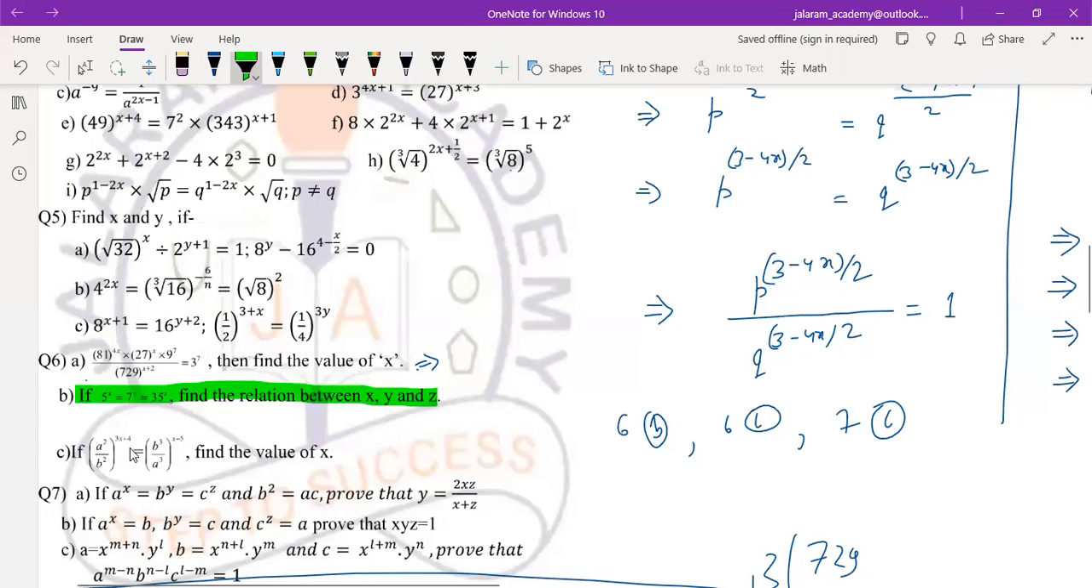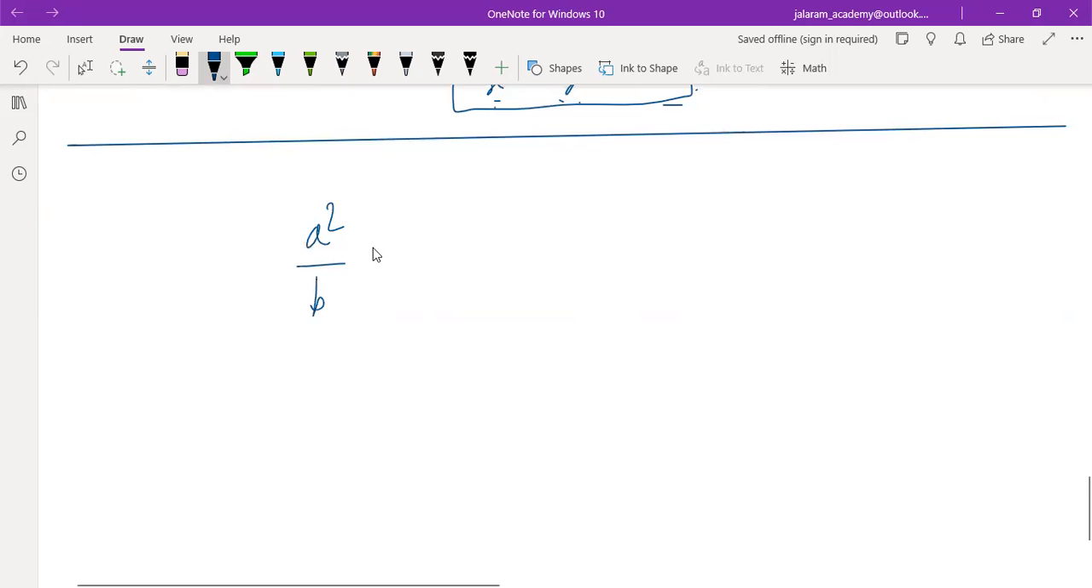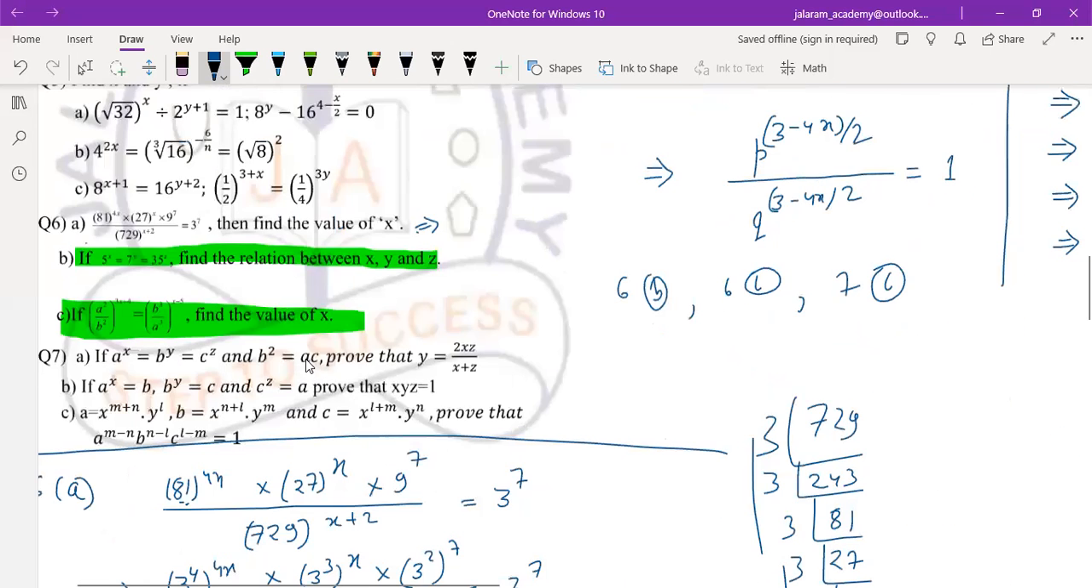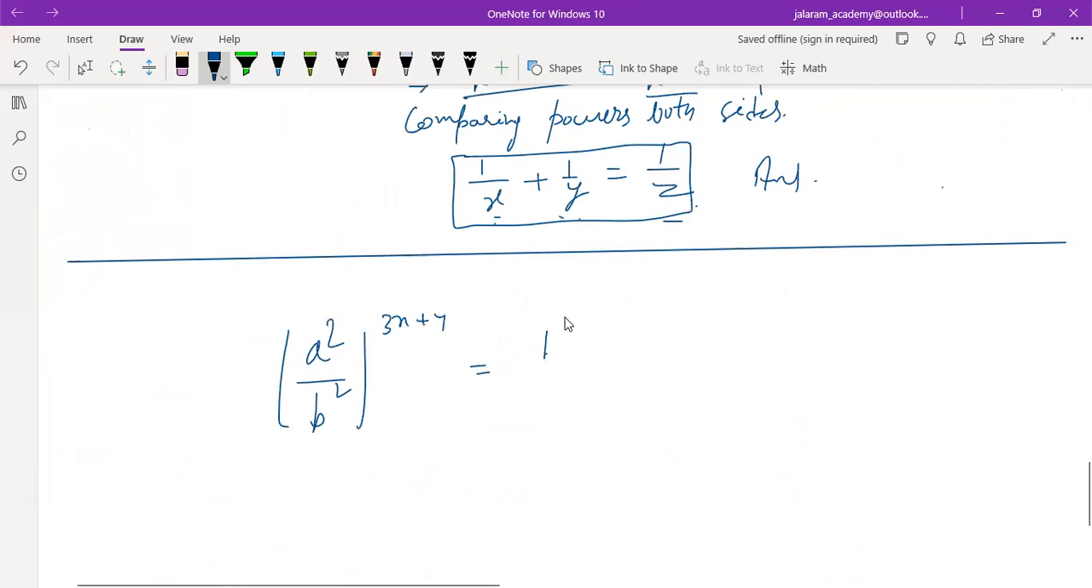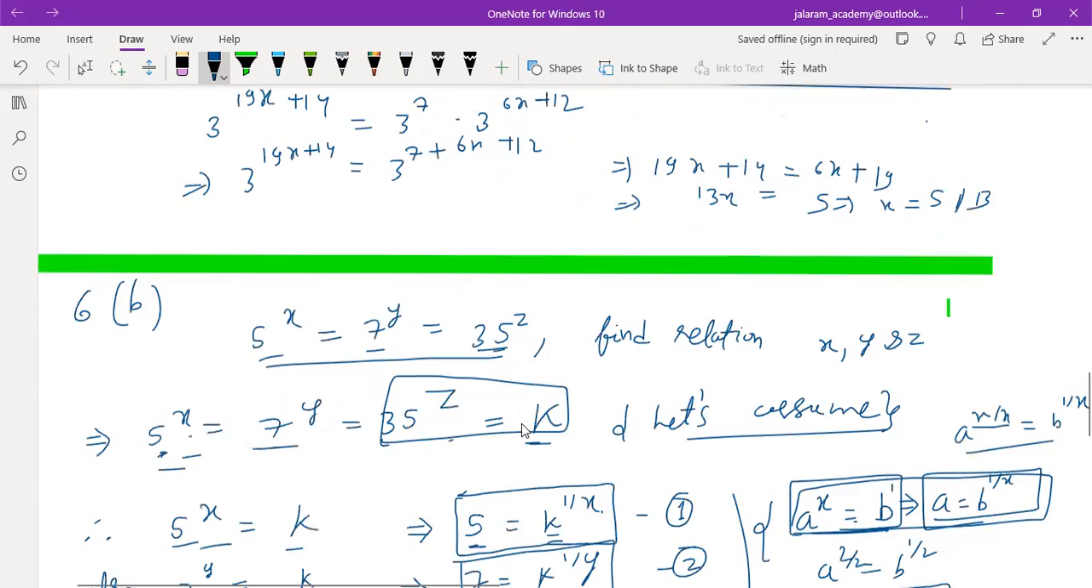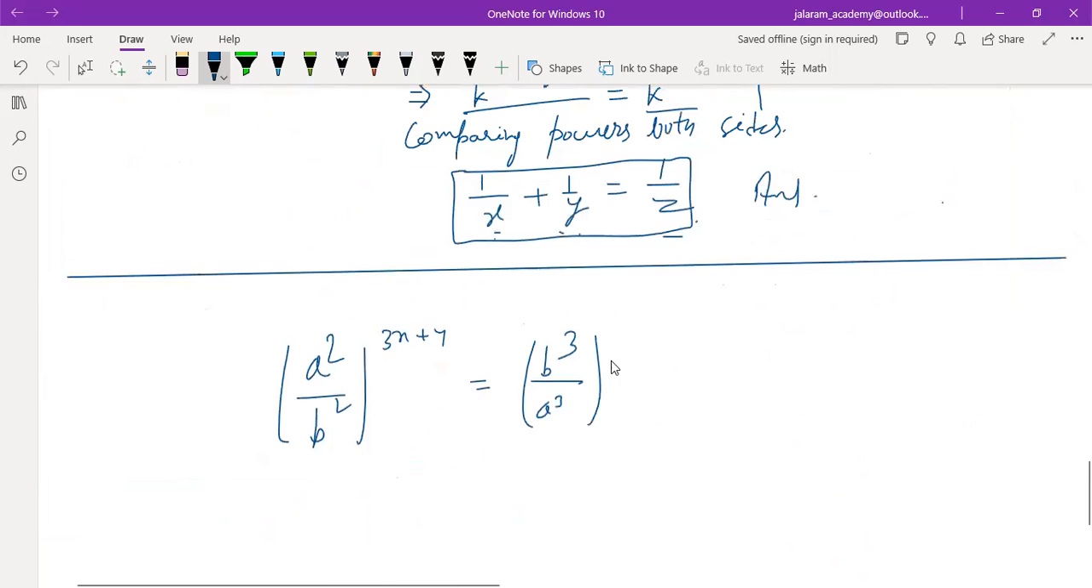Yes. This is very easy. The question is a square by b square, whole to the power 3x plus 4, equals b cube by a cube, whole to the power x minus 5.